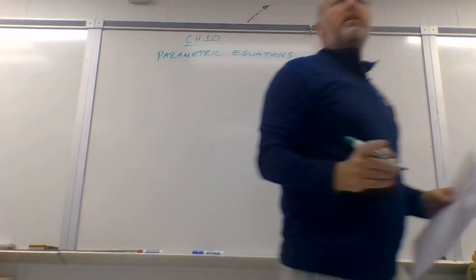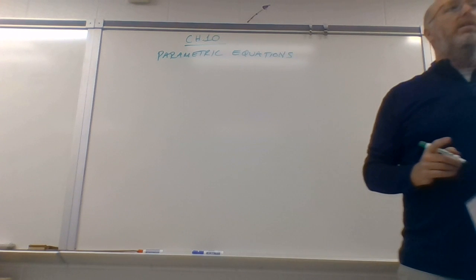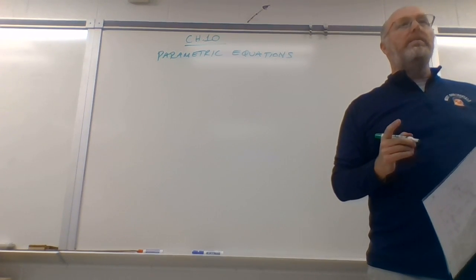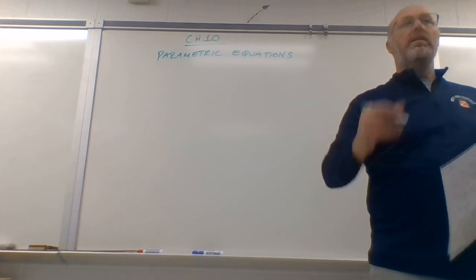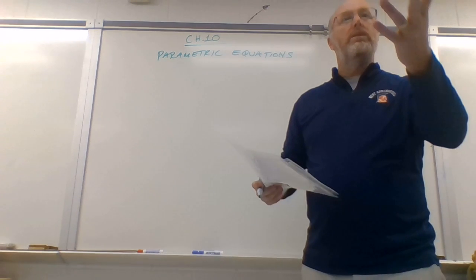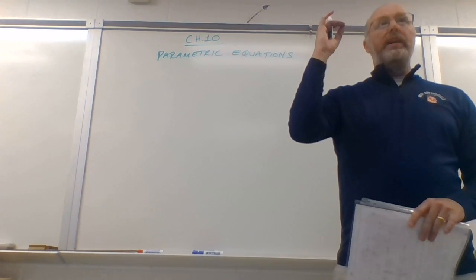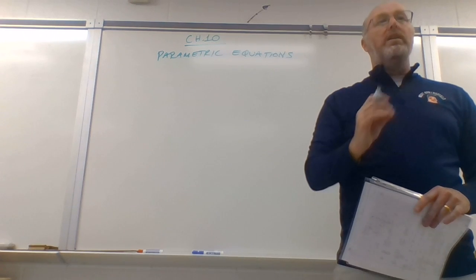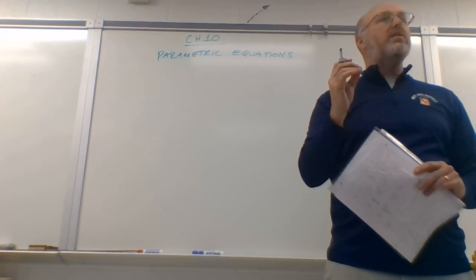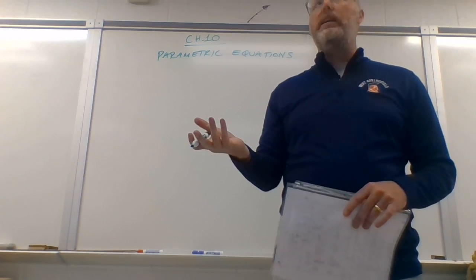My hope is that you were introduced to these in pre-calc. Does anybody remember what a parametric equation would even look like? It's like y equals something plus t and x equals something plus t. Basically you're going to have an x equals equation and a y equals equation. However, we're going to have this third variable, and in most problems we call it t.